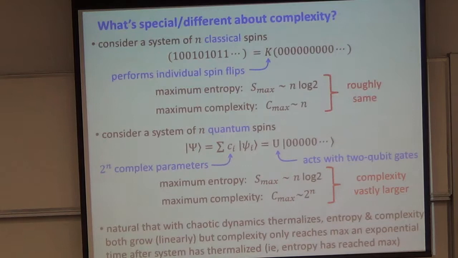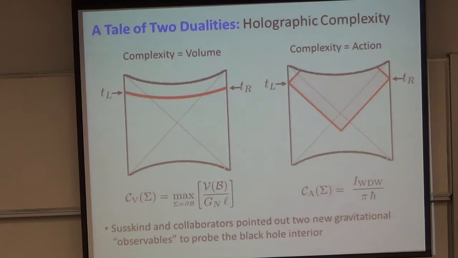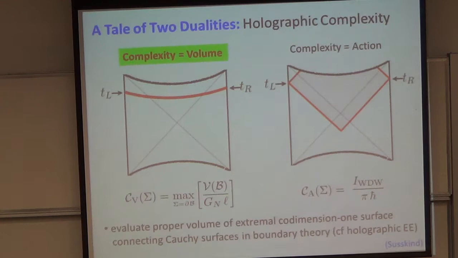Can I go to the next transparency? I'm happy to go. We've got a long way to go. So as I said, Lenny just didn't say the slogan, holographic complexity. He actually pointed to two new gravitational observables or quantities that we could calculate in the holographic theory to probe this region behind the horizon. And so the first one, I give the name complexity equals volume. And so what did he suggest we calculate there?